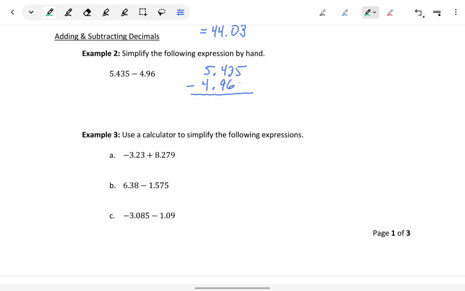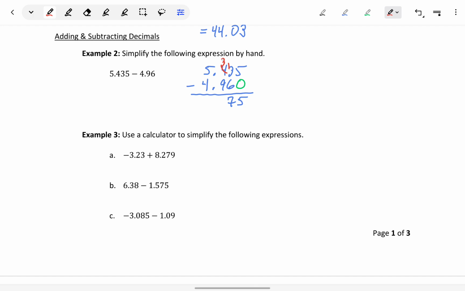If we want, we can put in placeholder digits, so we can add a 0 here, just to see that we'd be taking 5 minus 0. But we'll start from the right-hand side and just move across. So starting with 5 minus 0, we'll get 5. 3 minus 6, we can't subtract directly, so we'll borrow from that next column, giving us 13 minus 6, which will be 7.